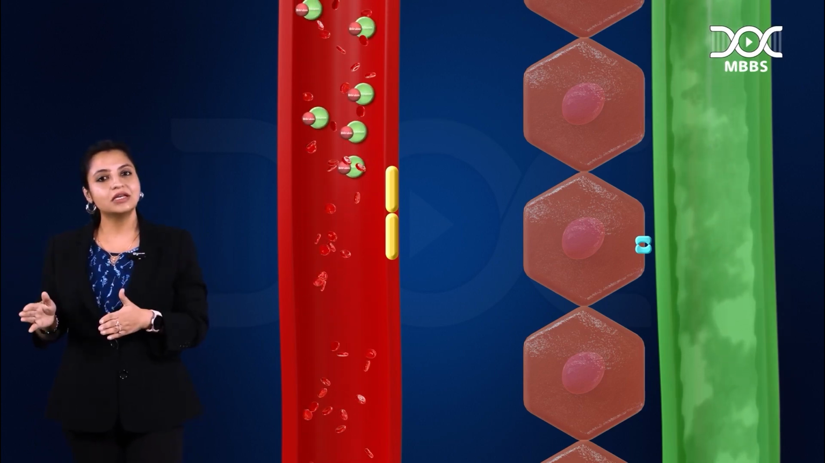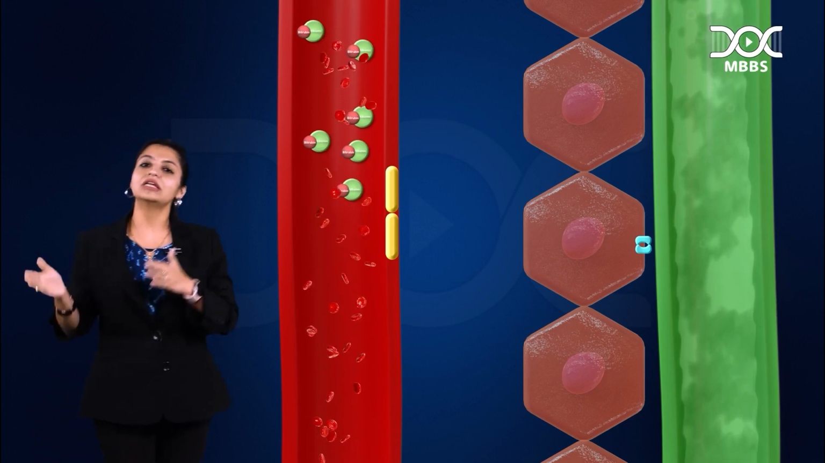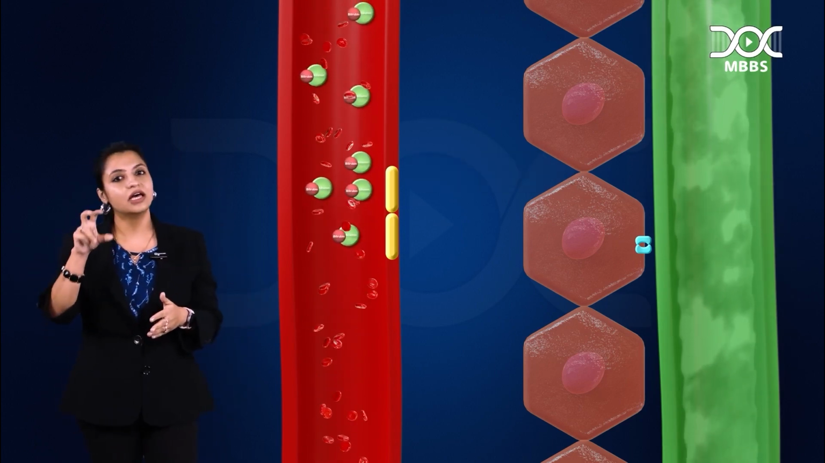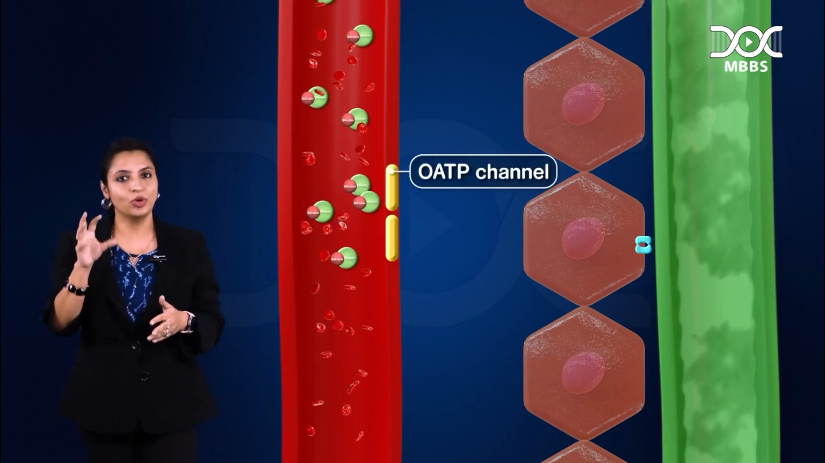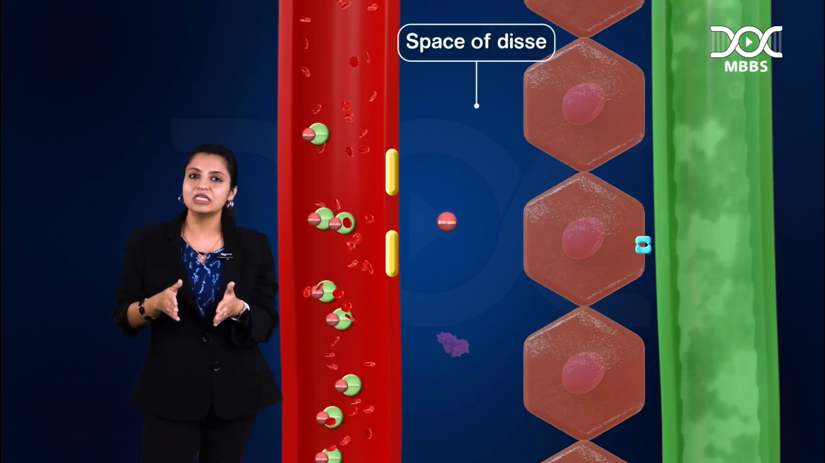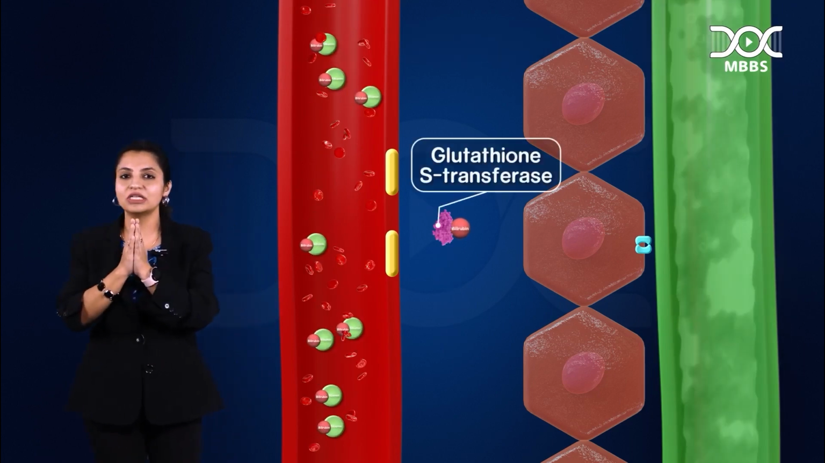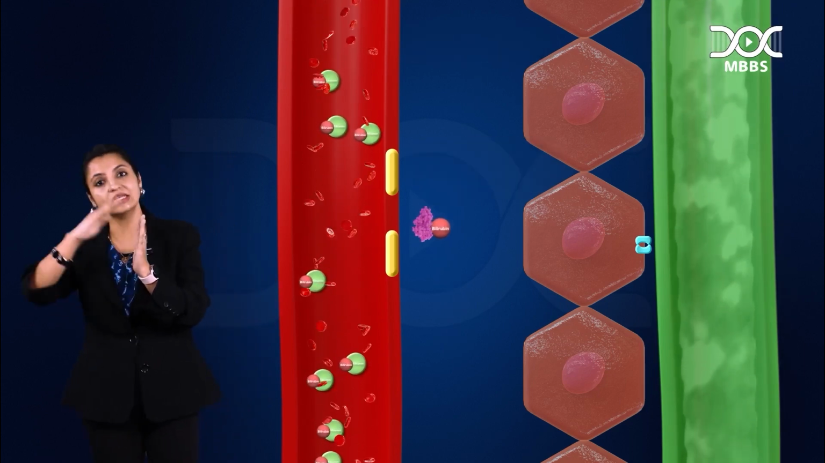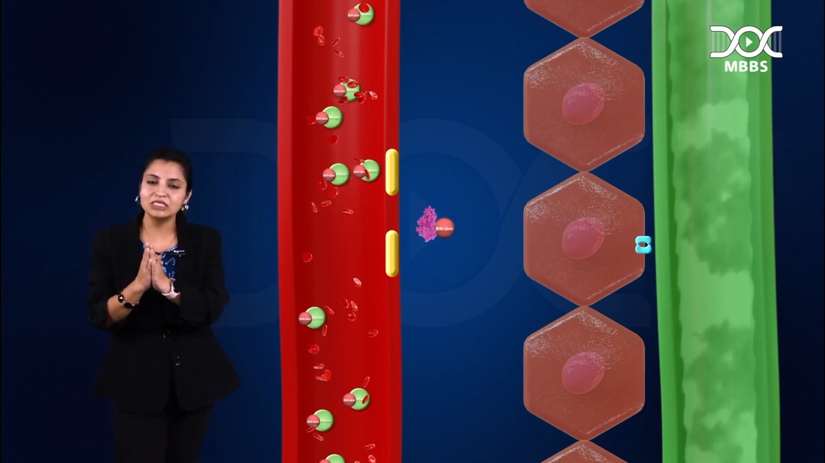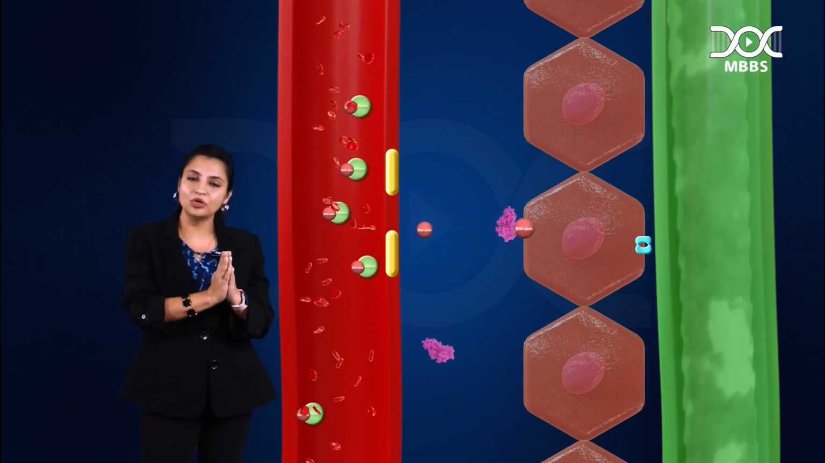Now, once it enters into the sinusoid, from the sinusoid it has to enter into the hepatocytes. For doing that, there is a channel at the end of the sinusoid which is called OATP. With the help of OATP, this bilirubin enters into the space of Disse, where it binds with glutathione transferase, which prevents its regurgitation back into the sinusoids. When it remains in the space of Disse, it is pushed into hepatocytes.